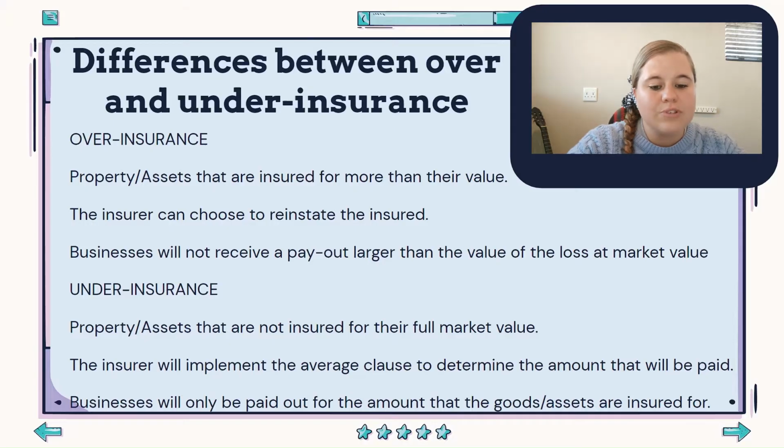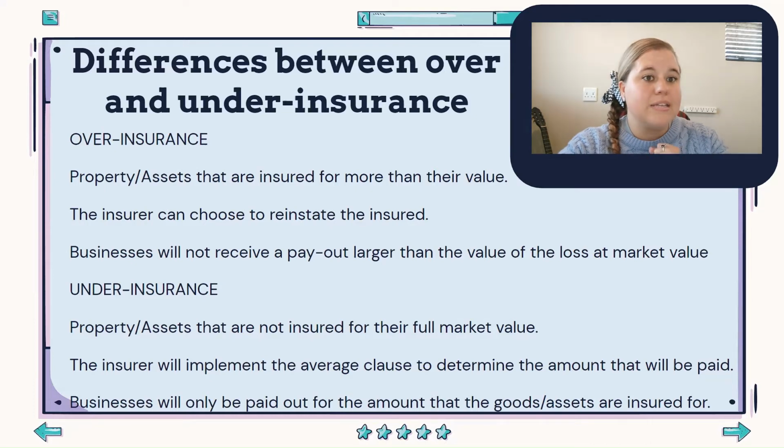Businesses will not receive a payout larger than the value of the loss at market value. So like with the previous one, the house was only valued at 200,000, all right? But they insured the house for 300,000. So should there be damages, then only 200,000 will be paid out, not the 300,000. So remember, at market value.